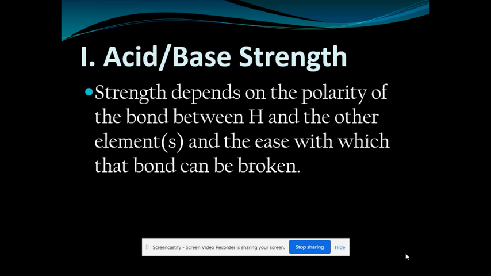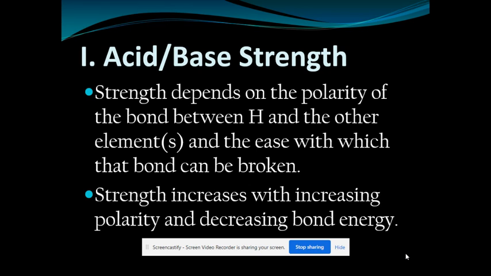Okay. So strength's going to depend on that polarity concept between the hydrogen and whatever other elements with it, and the ease with which the bond can be broken. Okay. So acid-base strength actually has a lot to do with how easy it is to break a bond between the hydrogen and what it's attached to.